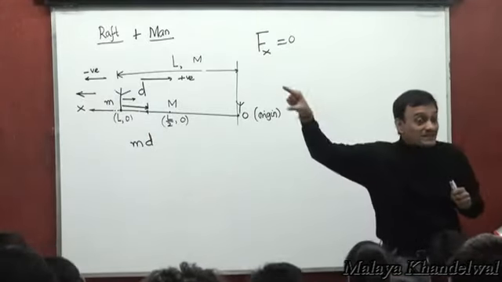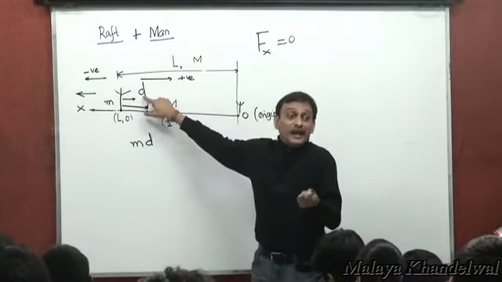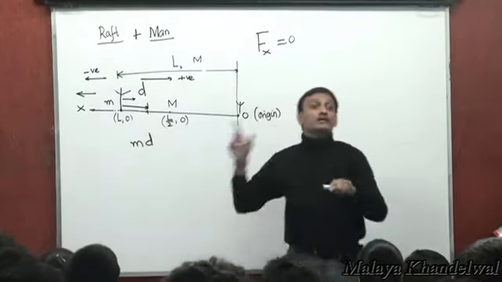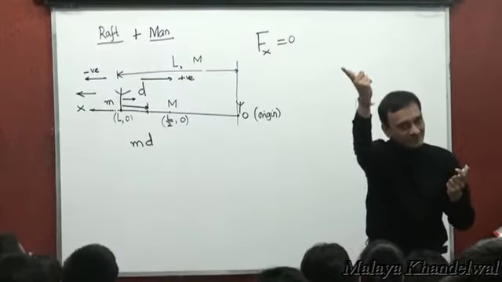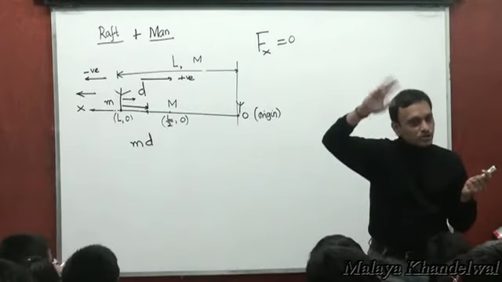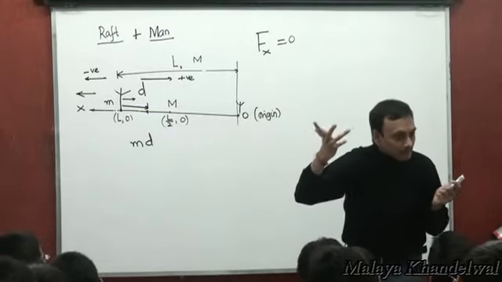The numerator is mi xi. So the xi of this changed by an amount d. So the damage caused to the numerator was m into d. That was the change in the numerator caused, right? Instead of being xi, it was d different from xi.